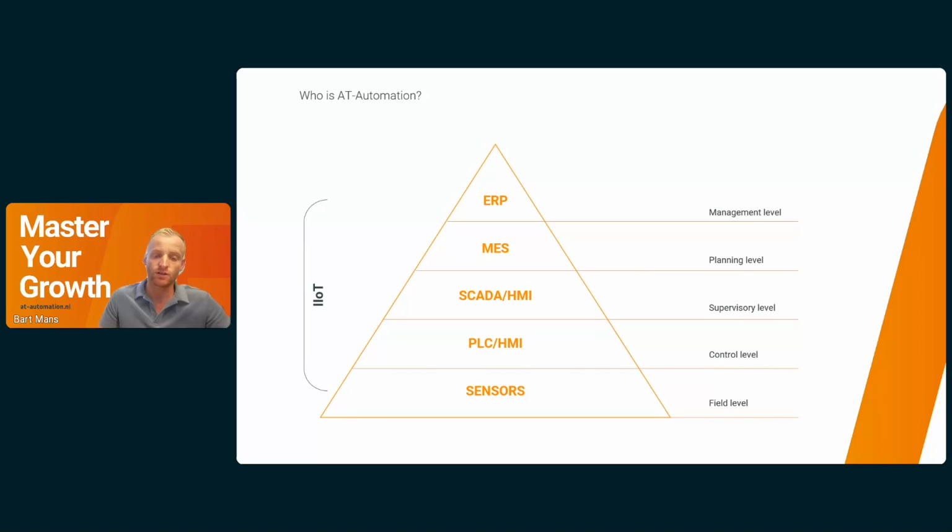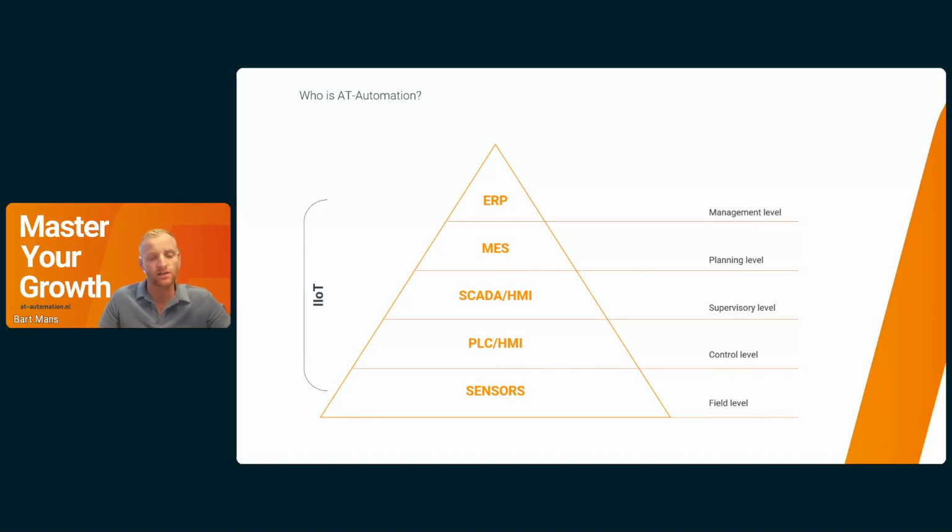Then we reach the supervisory and planning level: HMI, SCADA, MES. We do all of that with Ignition, so we use Ignition as one platform for all those layers. And of course, we also use Ignition on the Industrial Internet of Things layer, which is on the left side, a real layer actually. We are collecting data from sensors directly and pushing it upwards on the pyramid. We can push data into a SCADA or MES or even an ERP system.